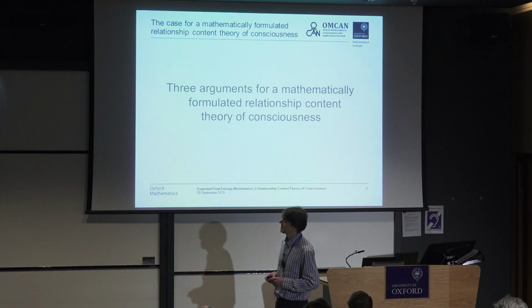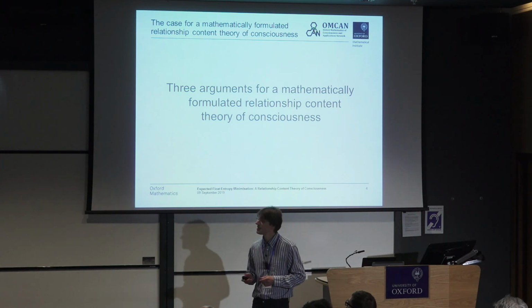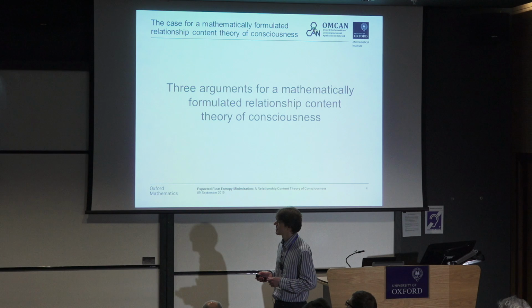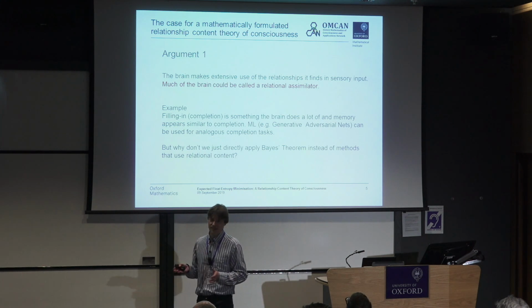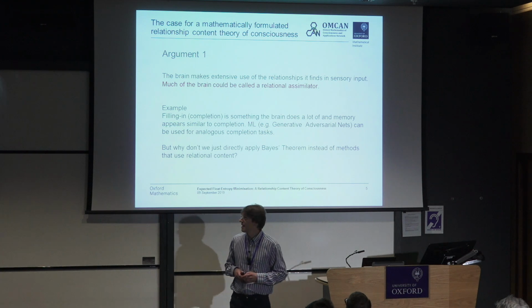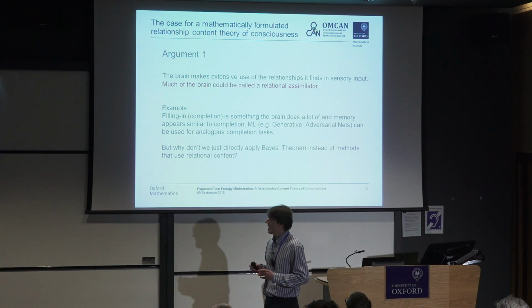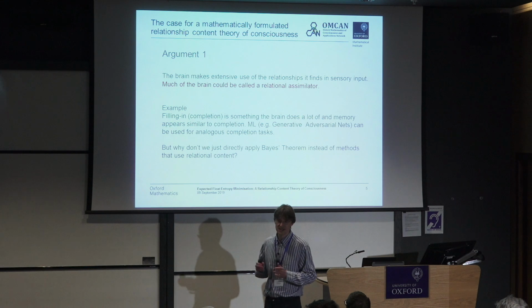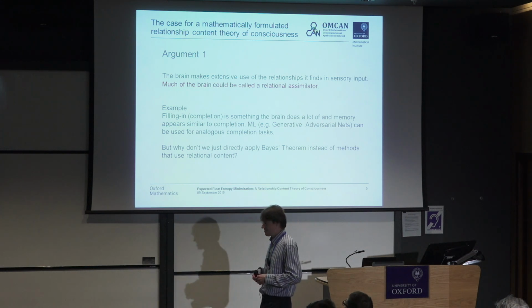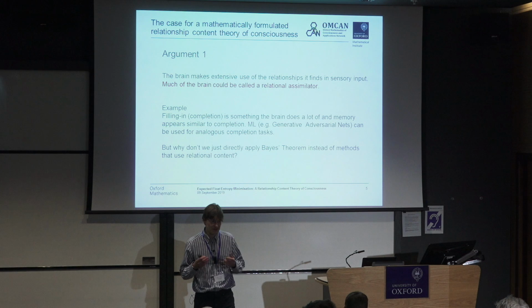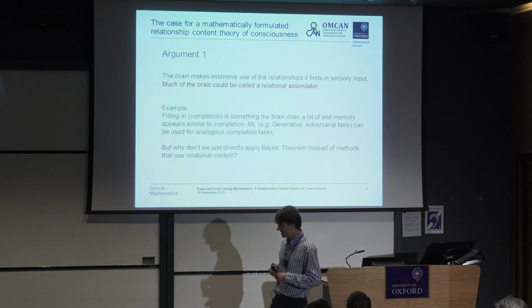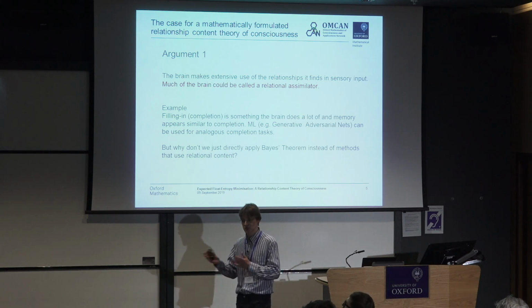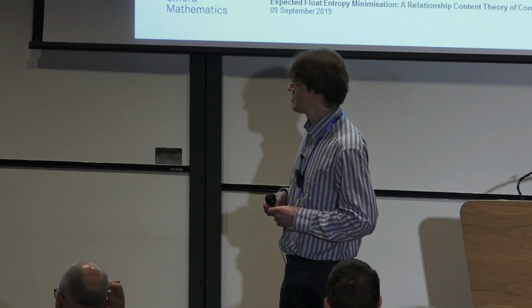So I'm going to give 3 arguments in favor of a mathematically formulated relationship content theory of consciousness. The first one is that the brain itself has to make extensive use of relationships. For example, the brain does a lot of filling in. The brain gets information from the senses. It's often quite noisy and it cleans it up a lot. It uses relationships between things which it's already learned, and it fills in missing information.